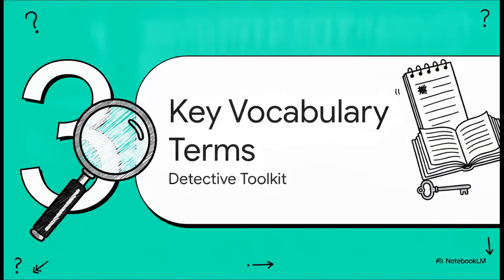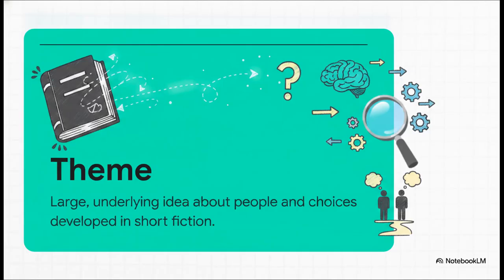Section 3, Key vocabulary terms. Let's open up that detective toolkit and look at 3 terms you absolutely need for this model. First up is theme. When you're reading short fiction, the theme is basically the writer's hidden message. It's that large underlying idea about people and choices that develops throughout the whole story. And authors rarely just hand this to you on a silver platter. You really have to track the plot and the characters to uncover it.